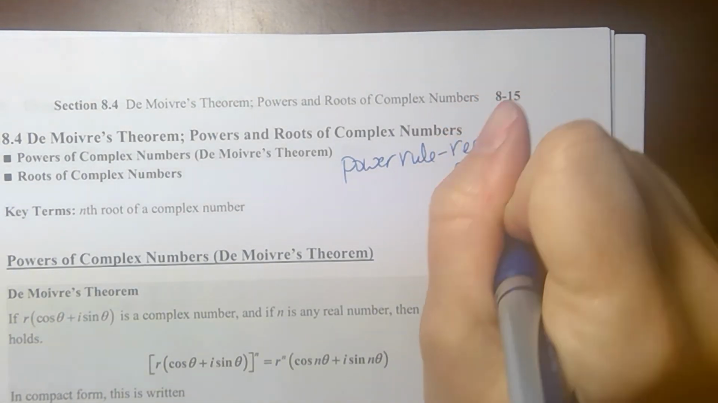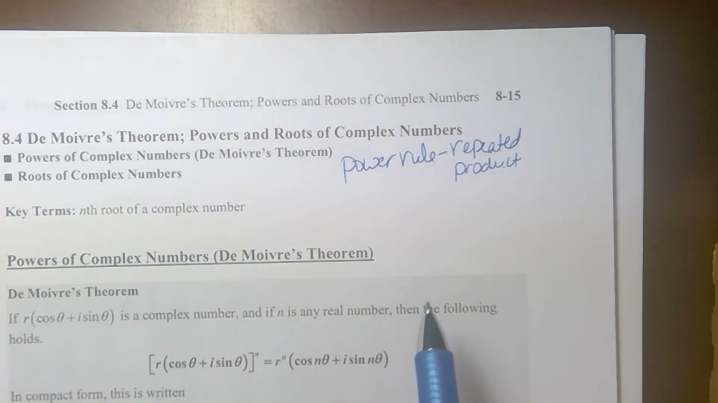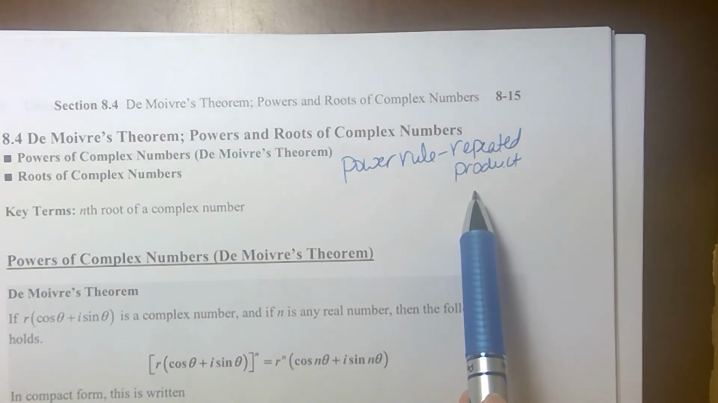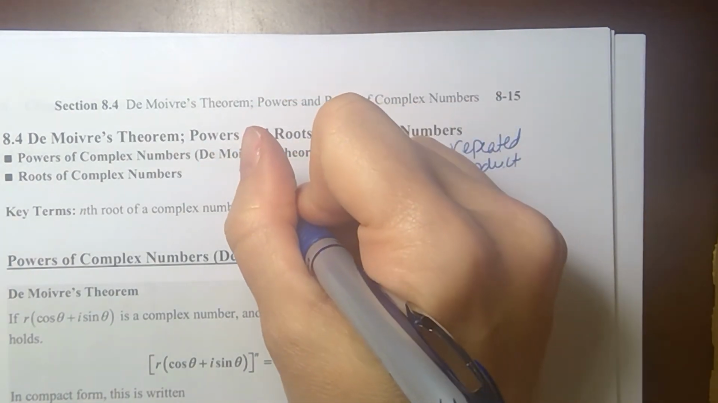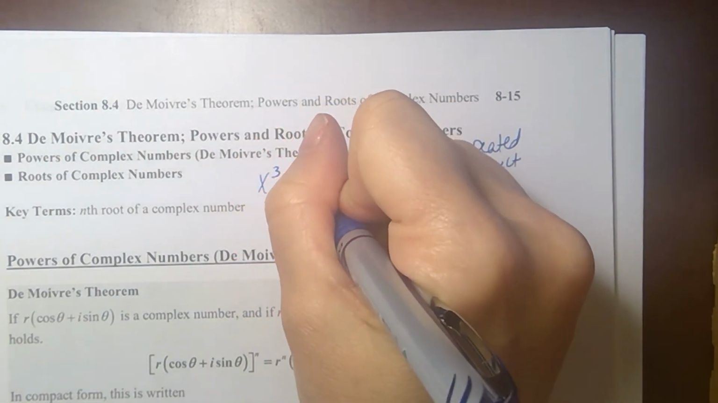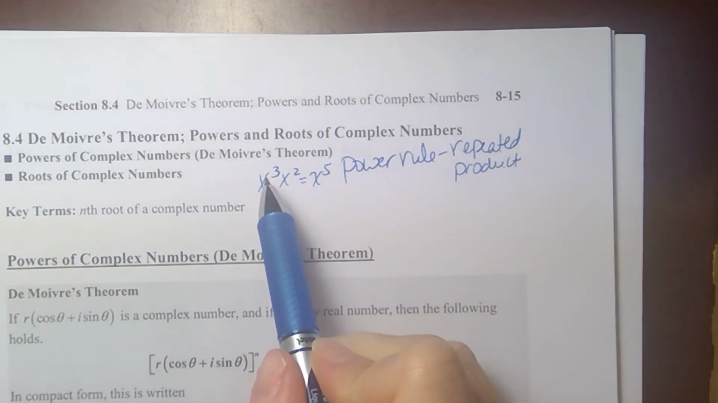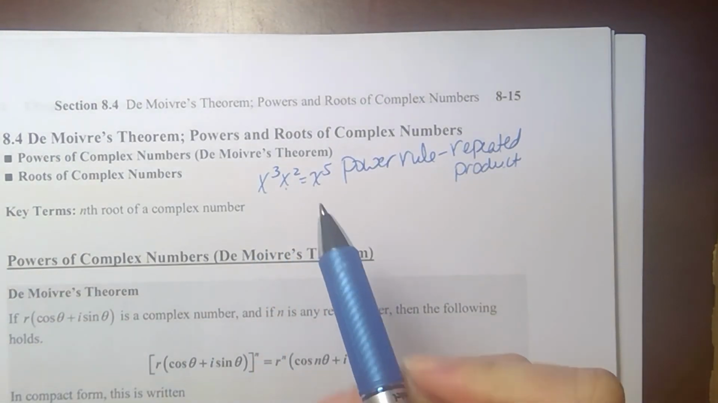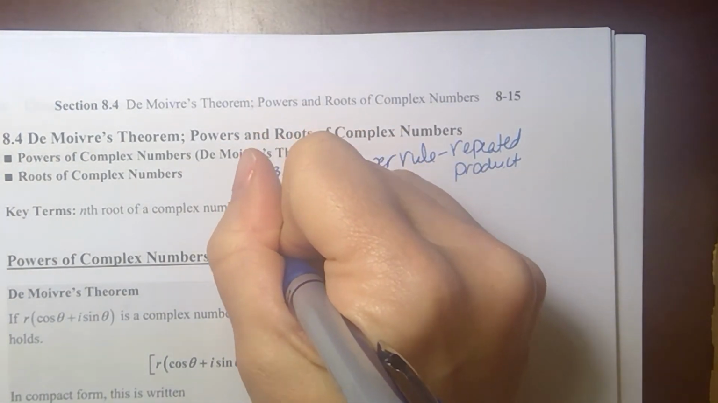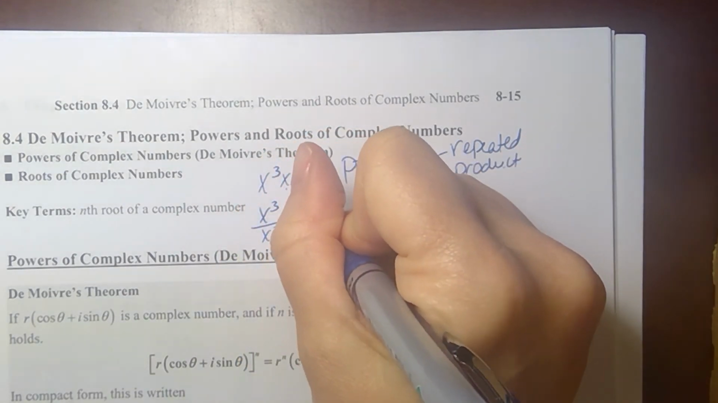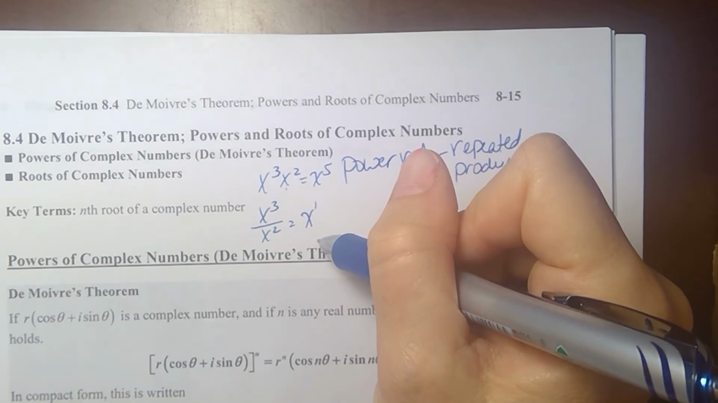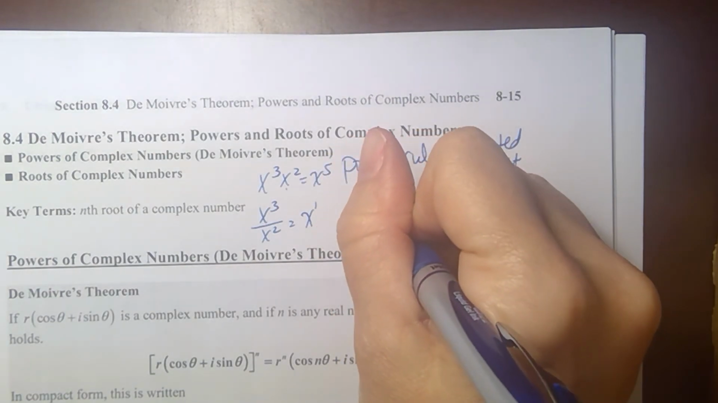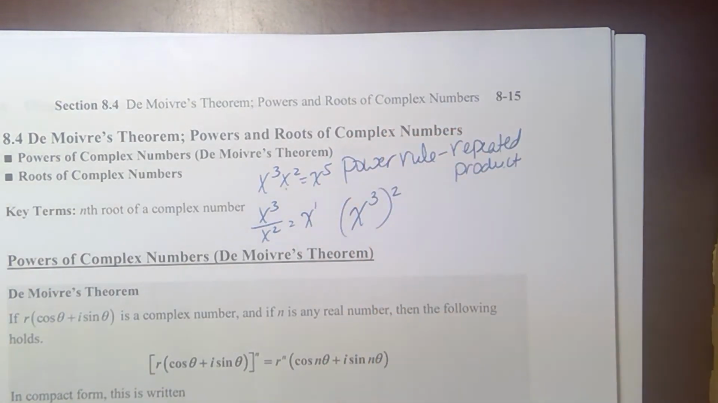So I'm doing repeated multiplication, basically. Think about exponents. We said that if we had x cubed times x squared, that's x to the fifth, because if I'm multiplying the base, I add the exponents. If I have x cubed divided by x squared, I get x to the first, or just x, because I am subtracting my exponents. But what if I have x cubed raised to the second power?